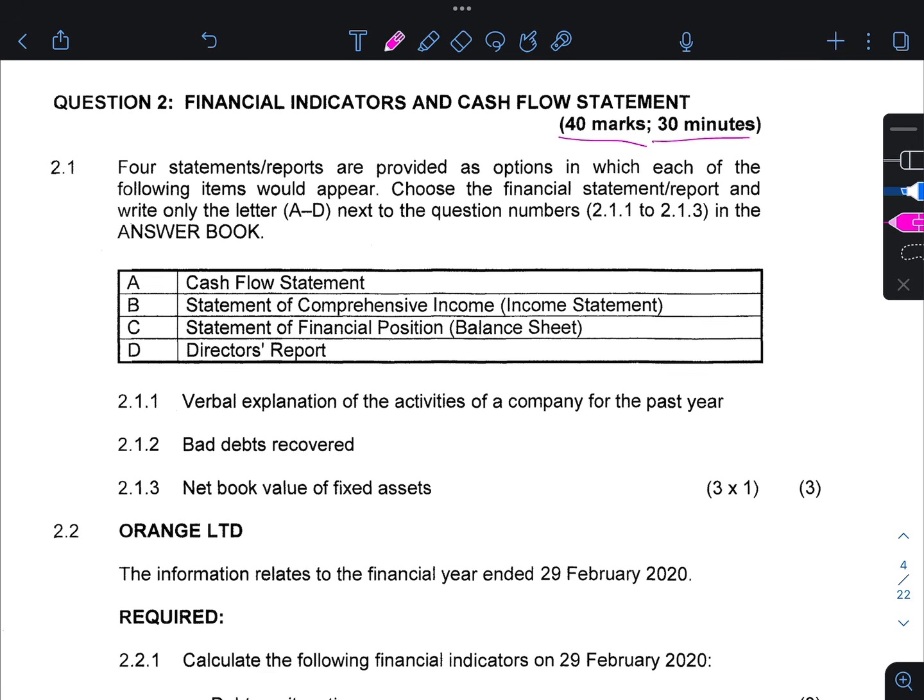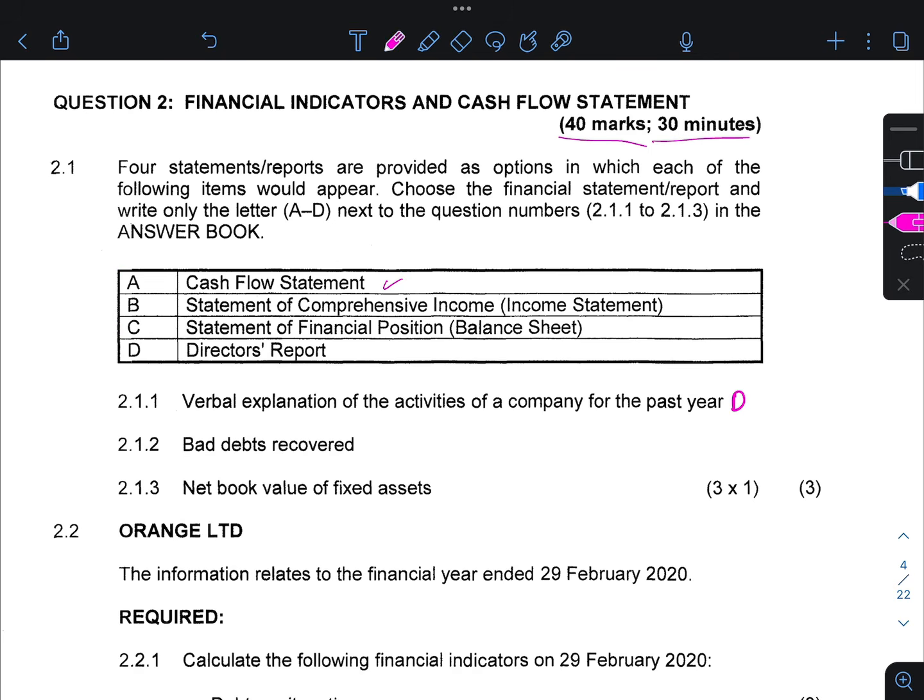What we're going to say on 2.1.1 it says verbal explanation of the activities of a company for the past year. So this should go into your director's report. As you can see, it does not match any of this because your cash flow statement, that's where you record your cash transactions. And then on B there is statement of comprehensive income. It doesn't go there. So verbal explanation, it's wording, not numbers. And all of these 3, they include numbers in them.